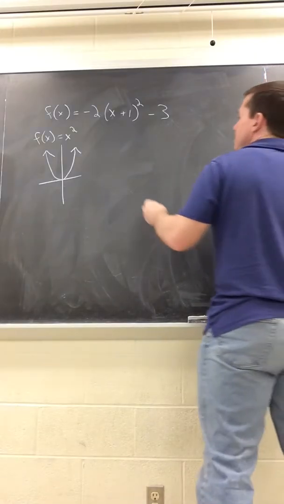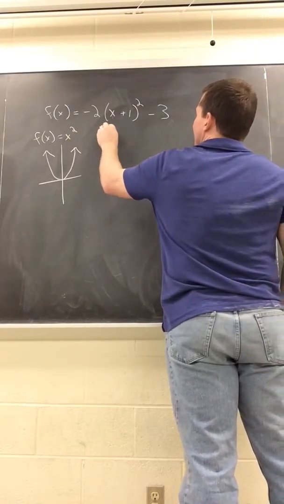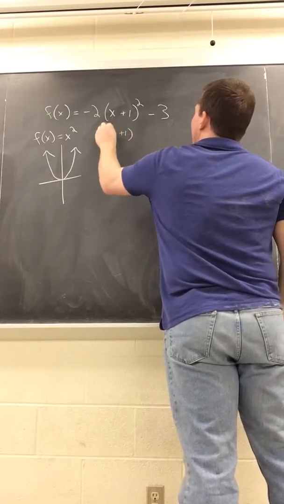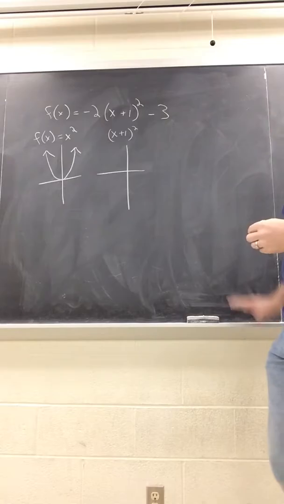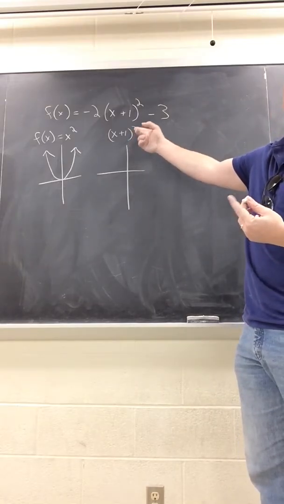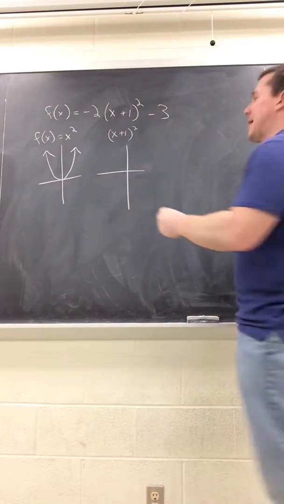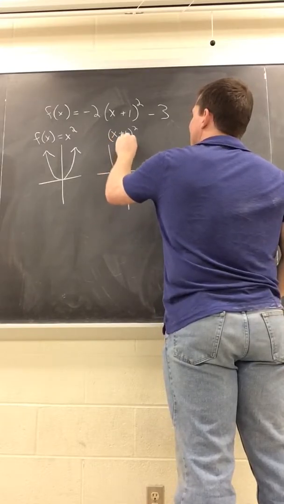So let's see. We don't actually have x squared. We have x plus 1 squared. Well, what does x plus 1 squared do? Adding on the inside shifts me horizontally, plus 1 goes to the left. So my parabola will move 1 to the left.